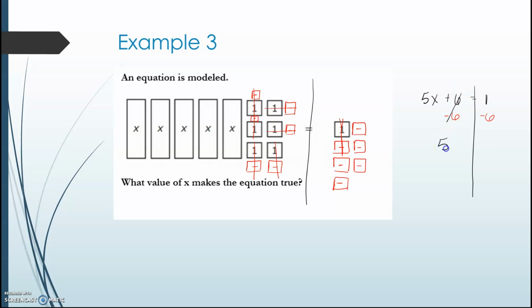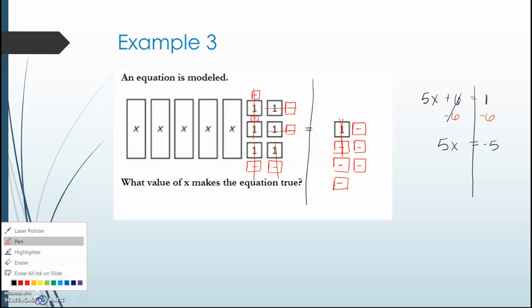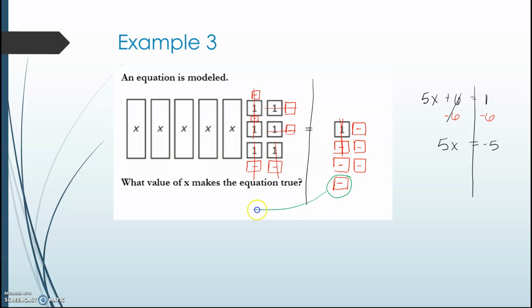So I just have 5x left on the left, and then I took 6 away, so I have 1, 2, 3, 4, 5. I have 5, but they're all negative, so I have -5. Now, since I have 5 x's, I'm going to count to 5 and see how many times. 1, 2, 3, 4, 5. I only counted to 5 once, so just one of them is going to go to each x. We are evenly distributing them.